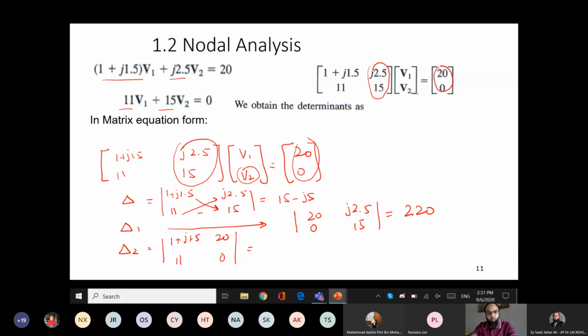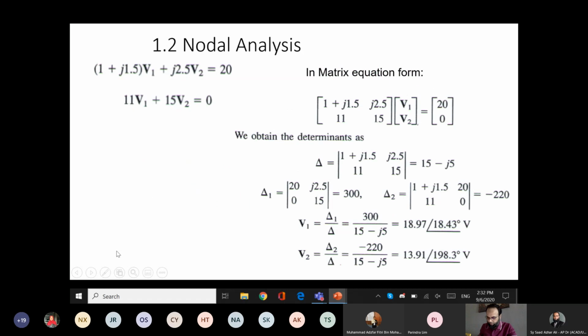All right. Anyone has any concern? I have to go a bit slow in the beginning so that everyone can follow. So this is the determinant delta, then delta 1. Once we have delta 2 and delta 1, we can find V1 as delta 1 upon delta. This is called Cramer's rule, if you remember. And we get V1 as 18.97 and V2 as 13.91 with the particular angles.